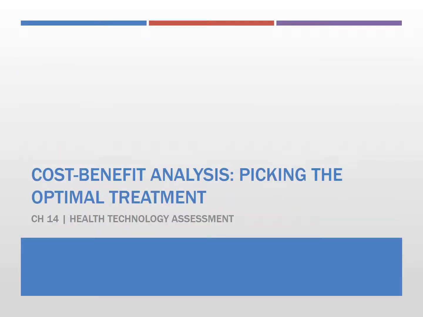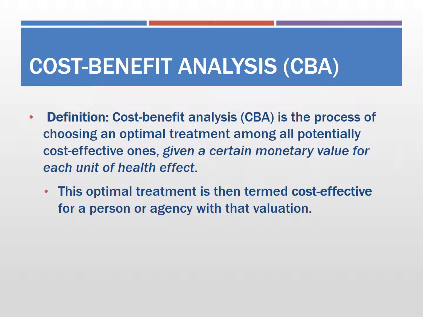Well, having talked so much about cost effectiveness analysis, now we are going to shift our focus to the next analysis, which is the cost benefit analysis. Cost benefit analysis, again, is a method for us to choose the optimal treatment for someone. The definition of cost benefit analysis, the CBA, is that it is a process of choosing an optimal treatment among all potentially cost-effective ones, given a certain monetary value for each unit of health effect.